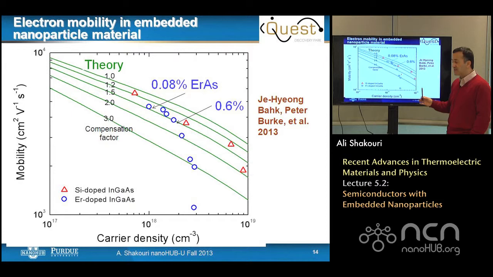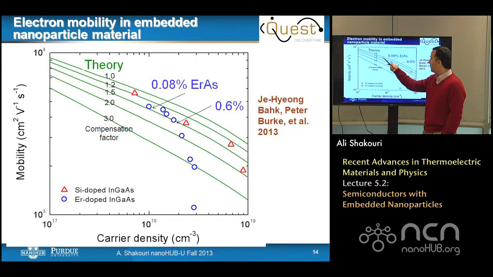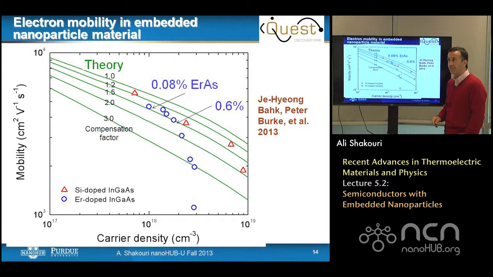Here is another graph, very important, hopefully should be published soon, shows electron mobility versus carrier density in the material. If electrons come from standard dopants, in this case silicon doped in gas, these are the red triangles, as well as when the electrons come from erbium arsenide nanoparticles. Here you have 0.08% erbium arsenide, here is 0.6% erbium arsenide, one of the good concentrations, and here you go to a couple of percent.